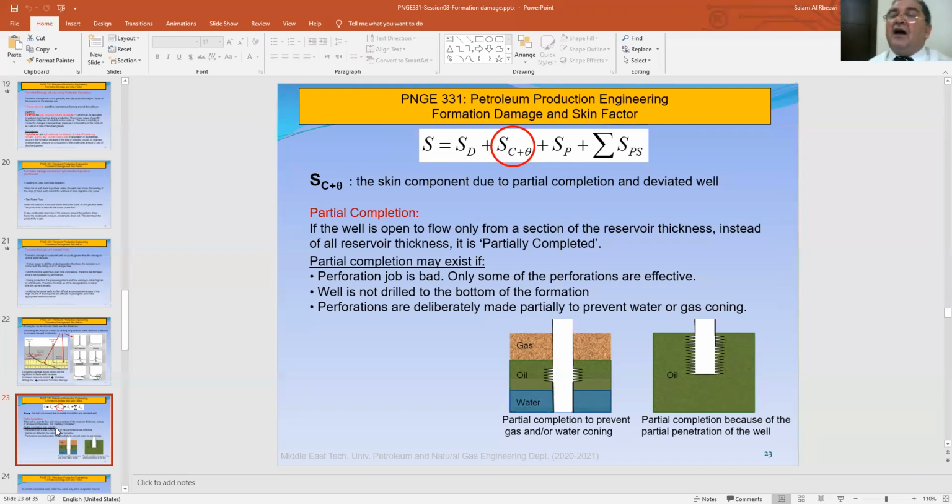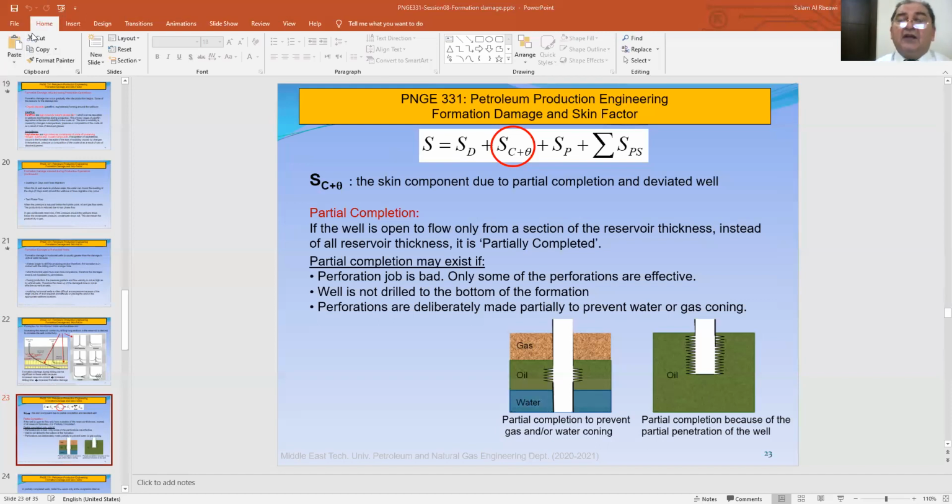Okay. The second one, partial perforation. For example, if we have water support and a gas cap. Initially, we have water support and a gas cap. Now, if we perforate the whole formation thickness, then what could we have? We could have water production, we could have gas production, and we do not need both. So what we can do, we can perforate the zone that is away from the water and the gas cap. So we could delay, I'm not saying prevent, we could delay the production of water and the production of gas for some time. This type is called partial perforation.